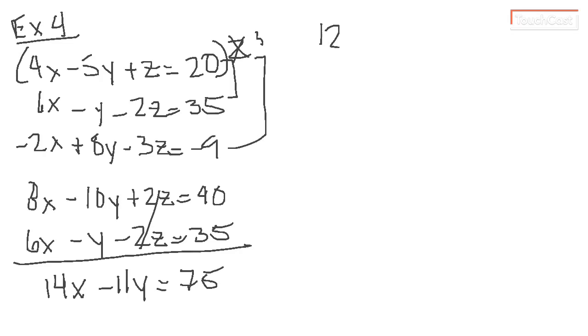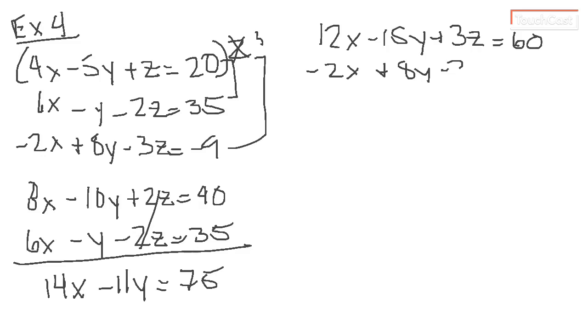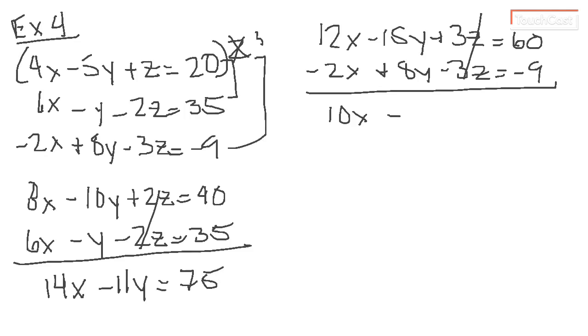So we're going to have 12x minus 15y plus 3z equals 60, and negative 2x plus 8y minus 3z equals negative 9. The z terms cancel out, and now we can just add going down. We're going to have 10x minus 7y equals positive 51.